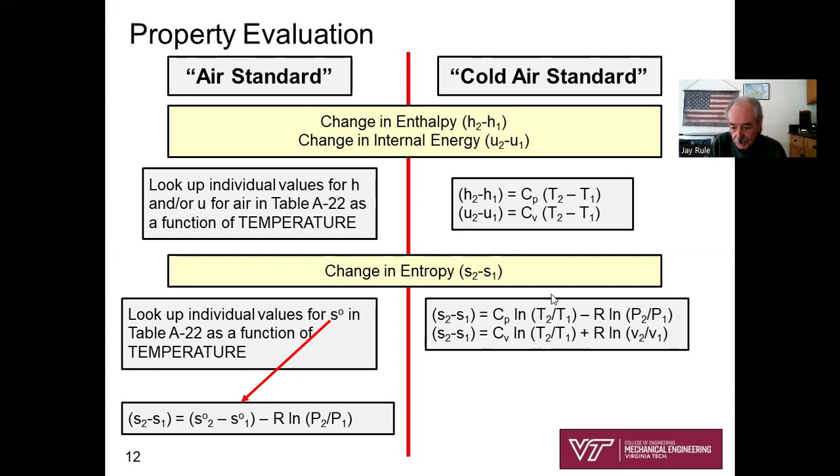Typically in these analyses, you're going to know T2 and T1. You're going to know either P2 over P1 or v2 over v1, depending on the engine you're analyzing, depending on the model you're analyzing. So do you see how it's easy then to calculate s2 minus s1 for constant specific heat?